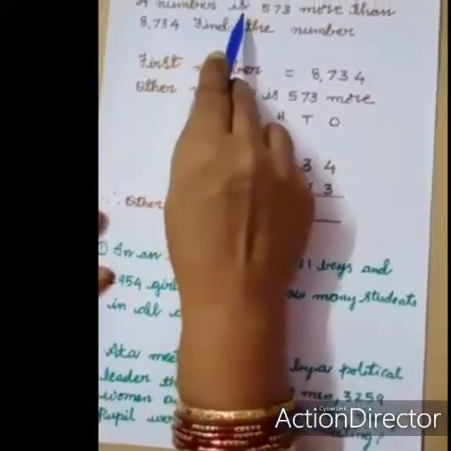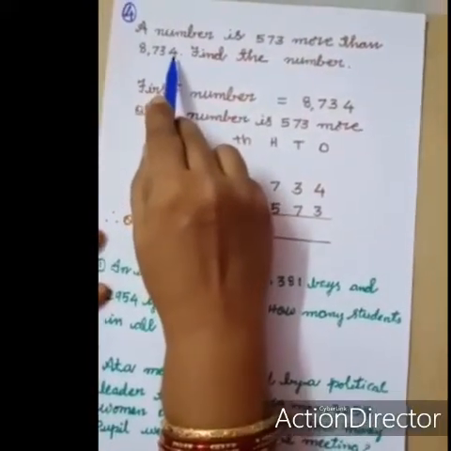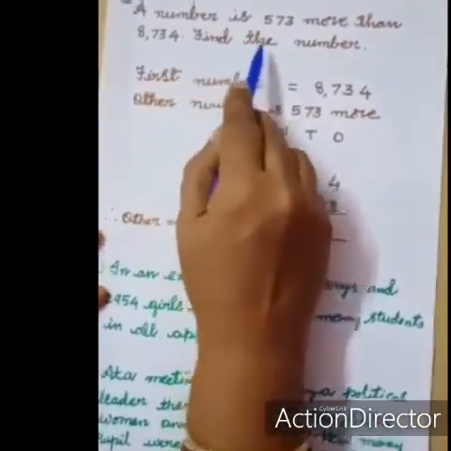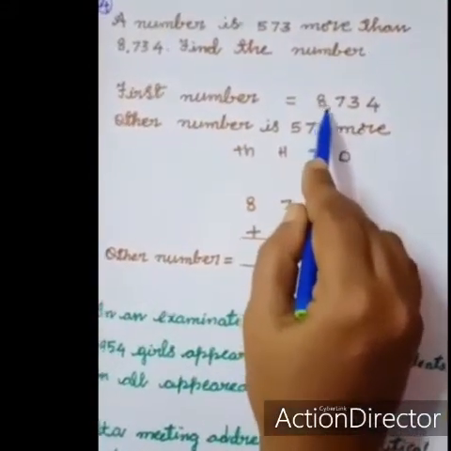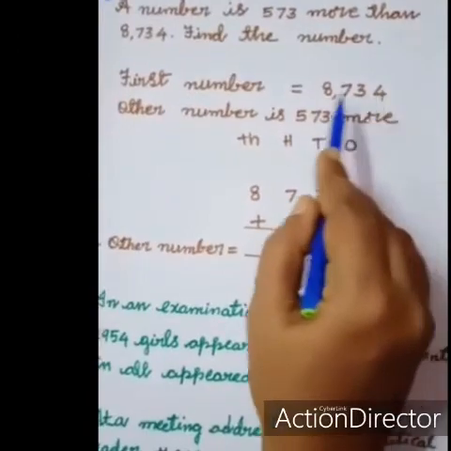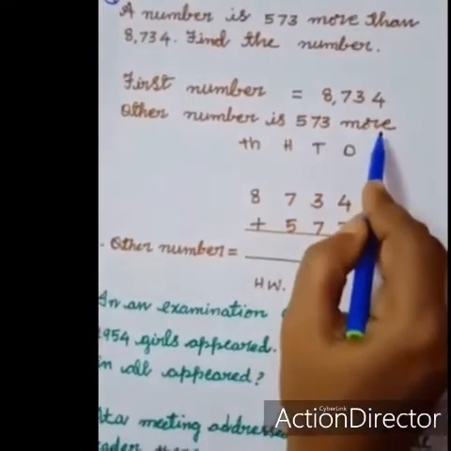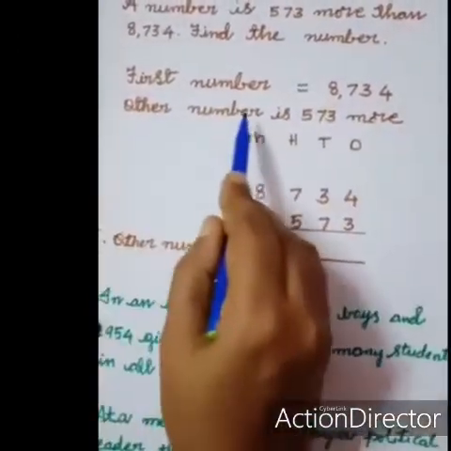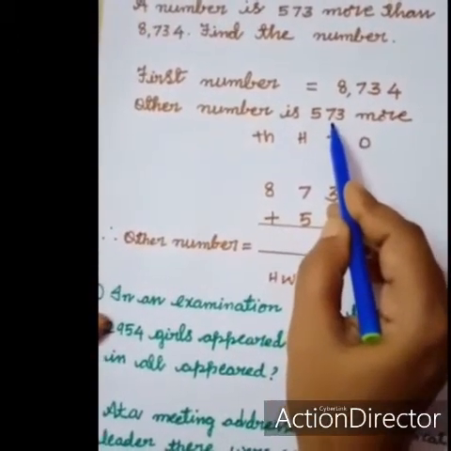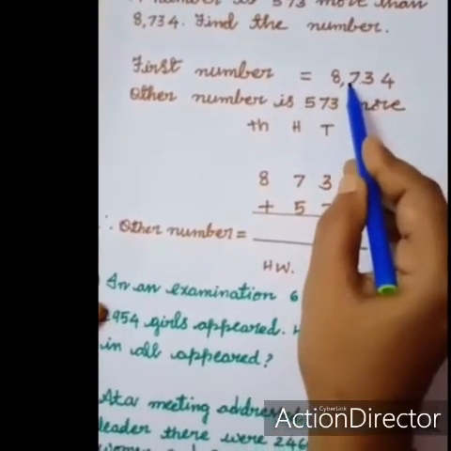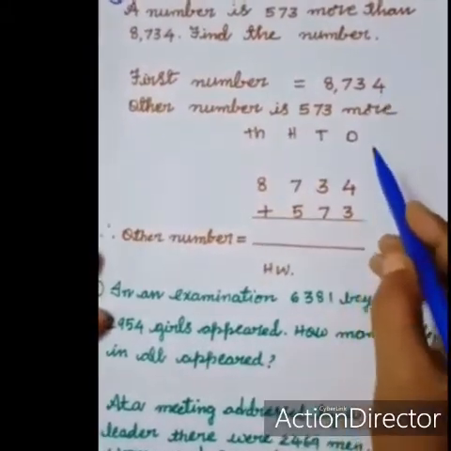A number is 573 more than 8734. Find the number. First number is 8734. Other number is 573 more. Now how do we get other number? We have to add 573 to the first number, that is 8734. Now let us add.